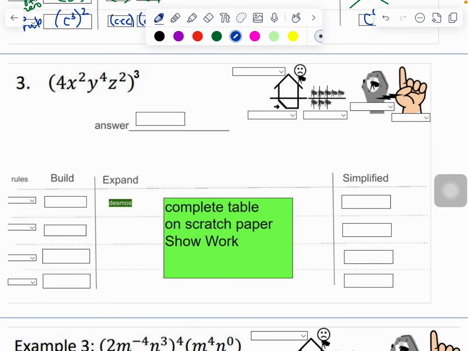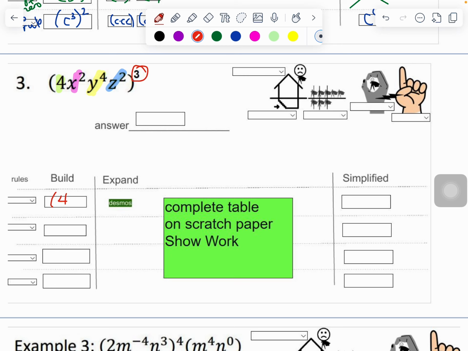We have another one. I'm going to start you on this, but I'm not going to finish it. We are going to take each of these separate things here. I have a 4, an X, a Y, and a Z, and I'm going to raise them all to the third power. We're going to do them all separately. So let's go ahead and start with the 4.